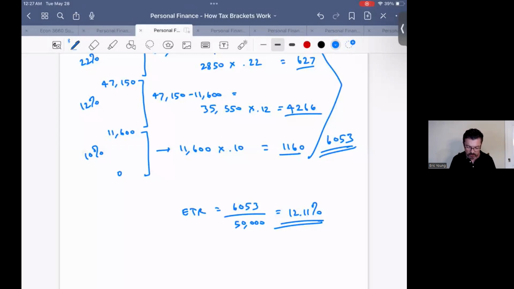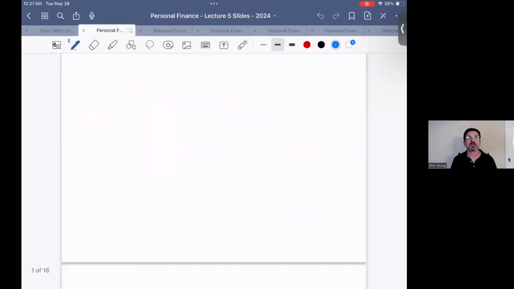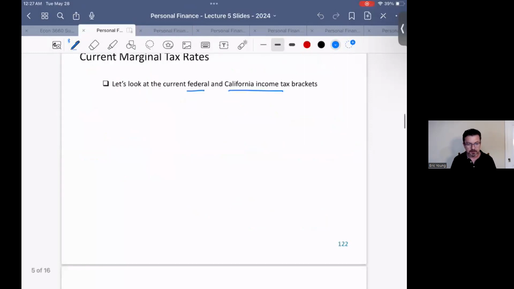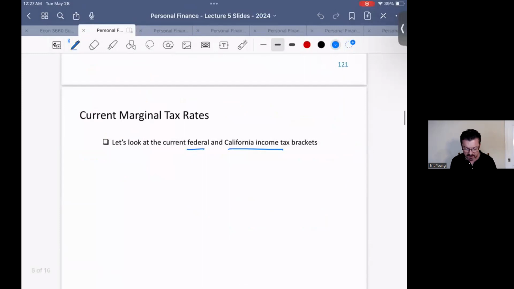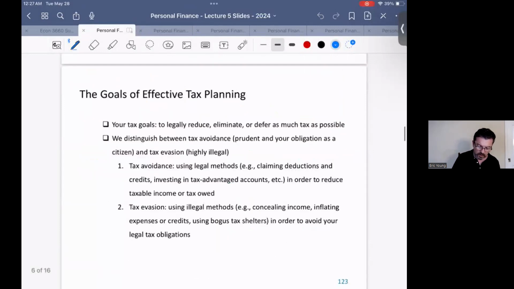So that's our marginal rates, okay? If you have any questions, send me a note and we'll figure it out from there. Now that we understand those big ideas, now we can really get to what we mean when we say effective tax planning.